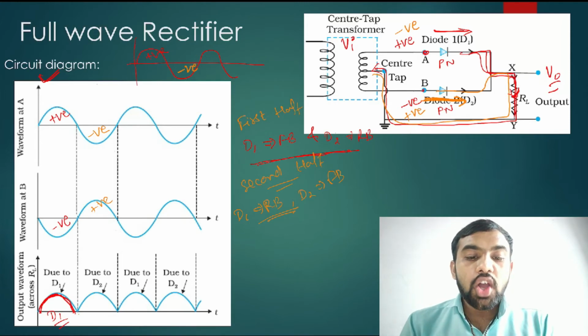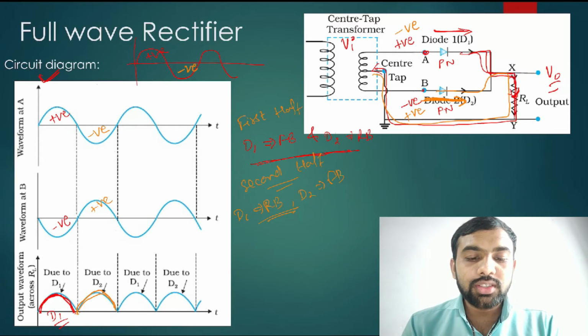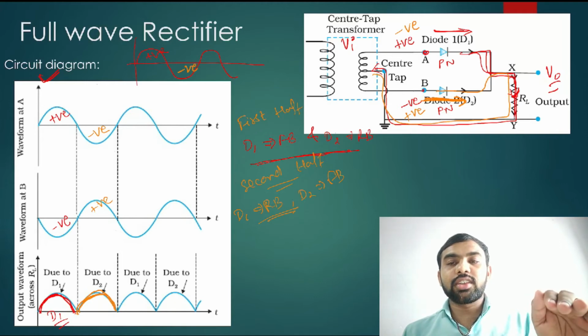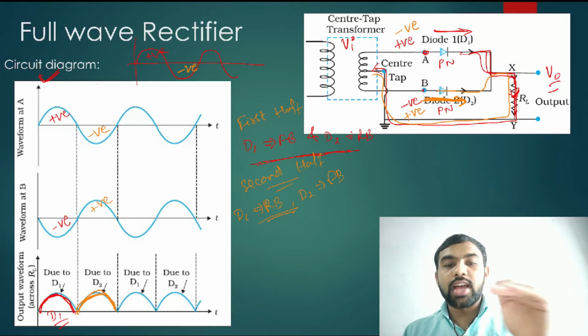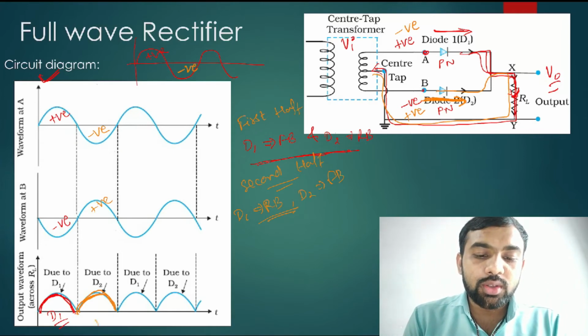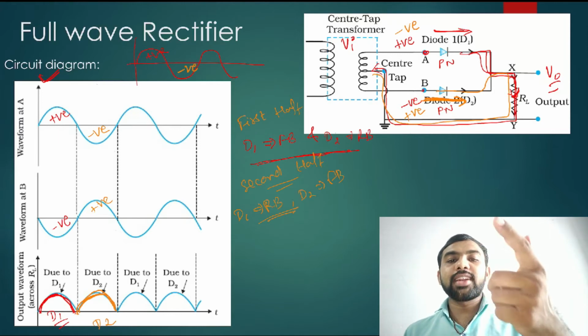So in the second case, again this diode D2 is in forward bias. The negative cycle of A is just erased here, and thus you consider only the waveform of B, only diode 2. Again the cycle is repeating.